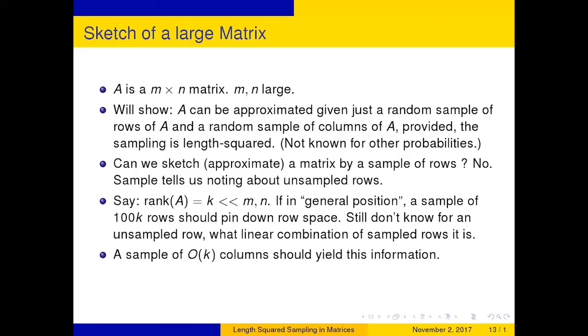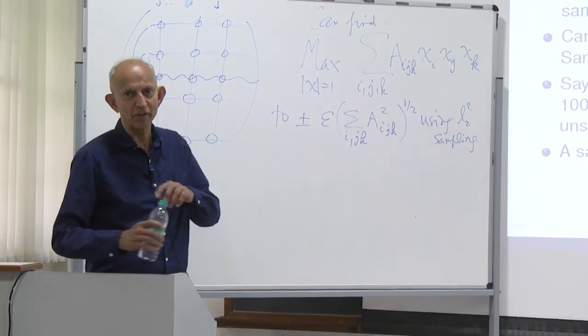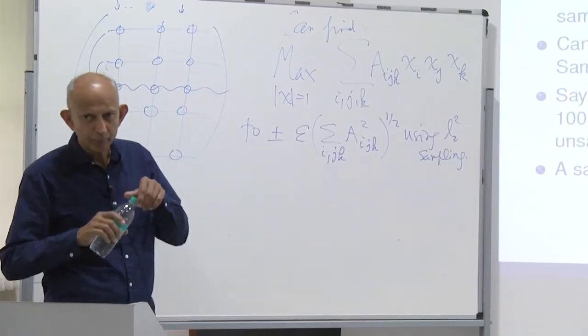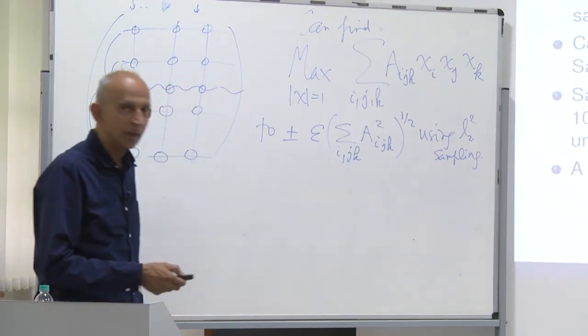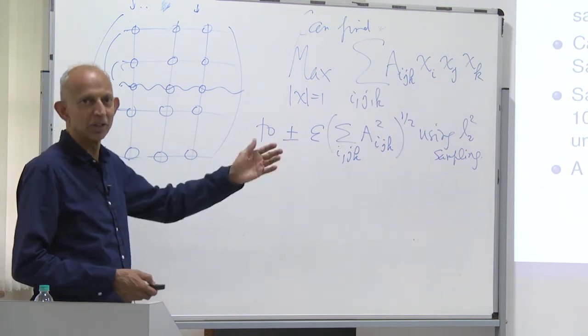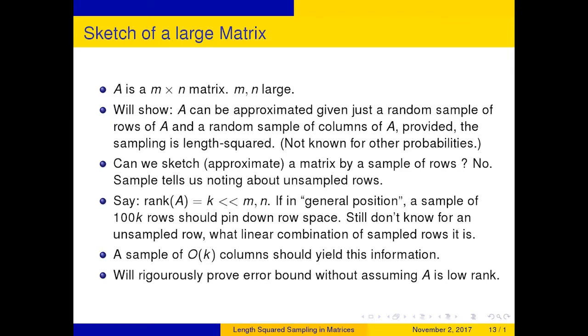Okay, so the gist of the story is that if I pick a random sample of rows and a random sample of columns, I should be home. I should be able to approximate every entry of the matrix. We'll prove that, and interestingly, we'll prove it using the matrix multiplication theorem at least twice, right? We'll rigorously prove the error bound without assuming that A is low rank. This is not an assumption we make, right?